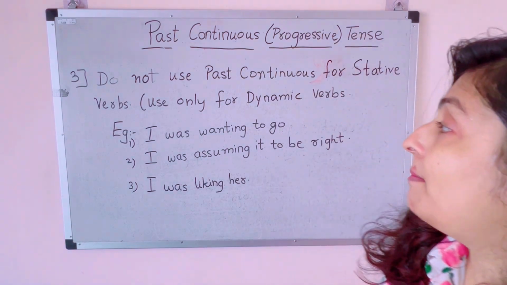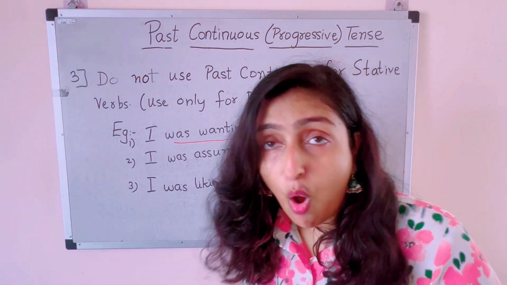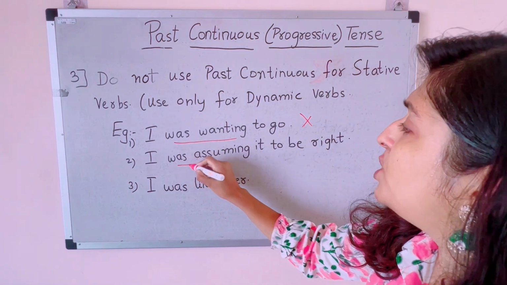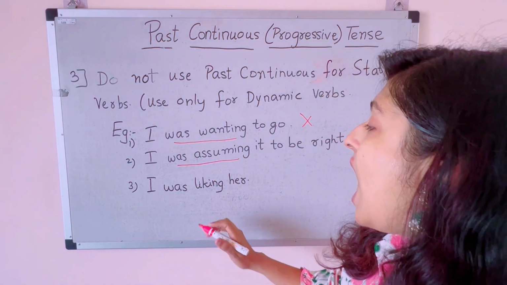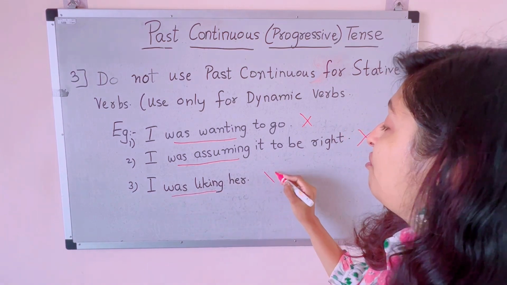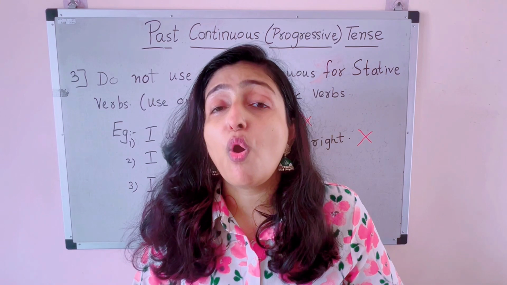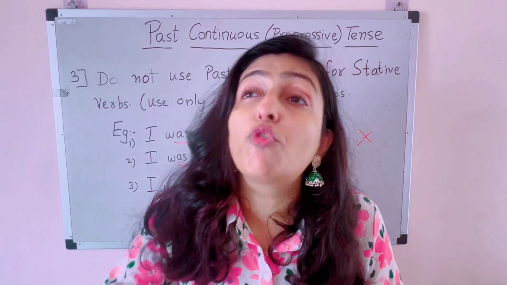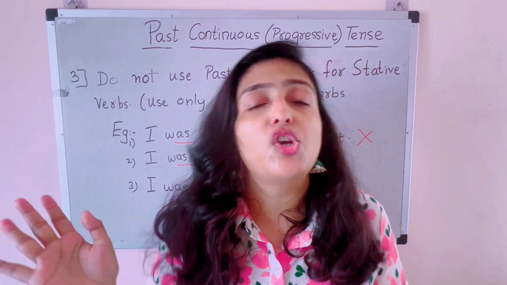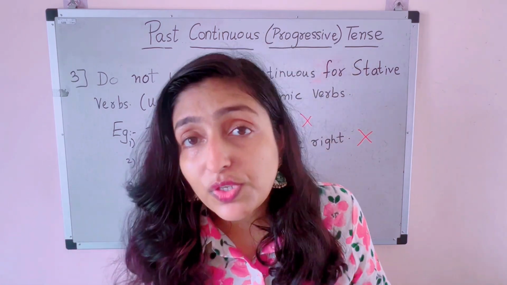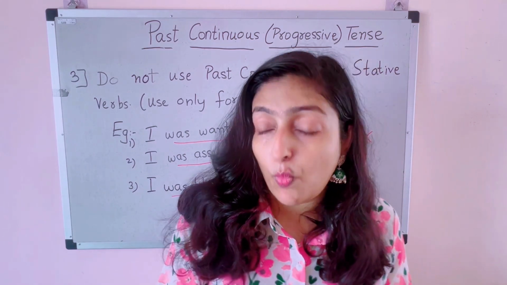Let's look at the example. I was wanting to go. It's wrong. I was assuming it to be right. It's wrong. I was liking her. Wrong. I was disliking her. Wrong. It was costing rupees 10. Wrong. I was realizing that. Wrong. So we use past continuous tense only for dynamic verbs.